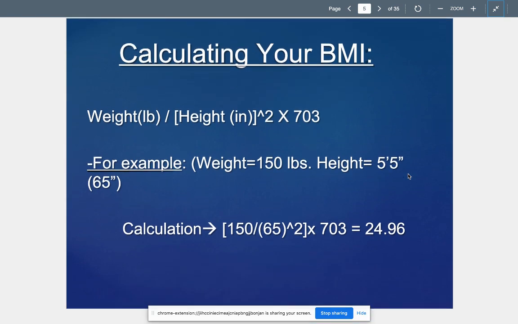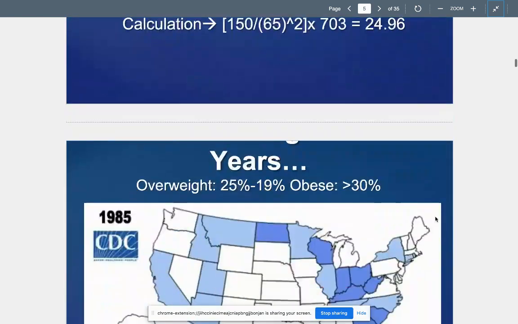So if we're looking here, calculating your BMI, you're going to take your weight over your height in inches squared times 703. So weight 150 pounds, height 5'5" or 65 inches, squared times 703. That's going to be 24.96. So use that little calculation there to calculate your BMI, and that can help you figure out what you got.